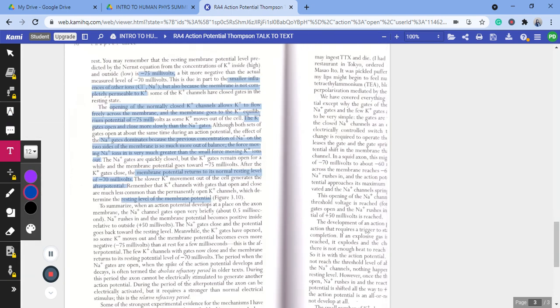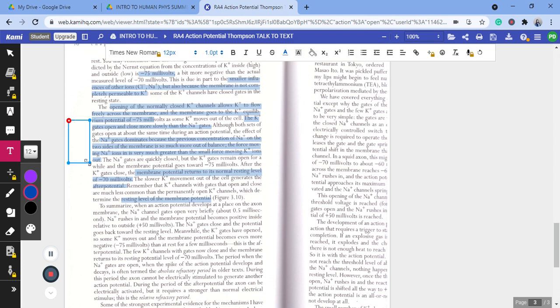Okay, the first part of this paragraph is basically trying to say that since K plus, or potassium ions, are high in concentration, the potassium ions diffuse outward through the channel.